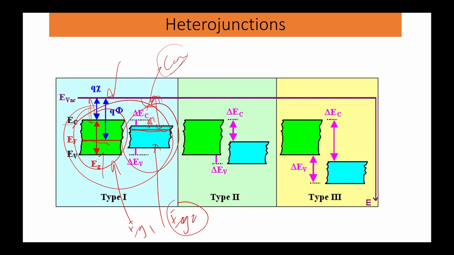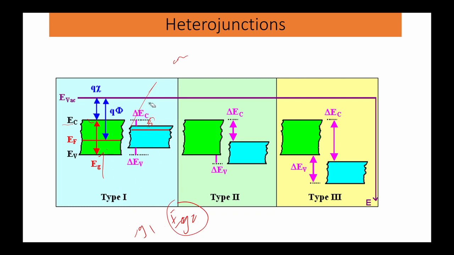Okay, how the bands will bend in a semiconductor at the interface. This is the heterojunction. There are three types of heterojunction: type 1, type 2, and type 3. In type 1, if the band gap of semiconductor 1 is more than the band gap of semiconductor 2, this is condition 1.